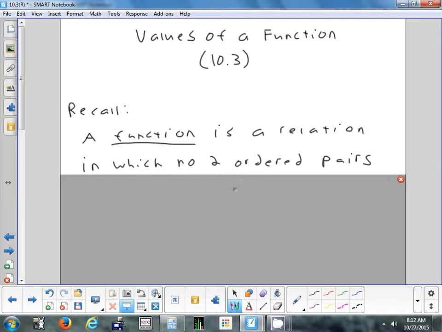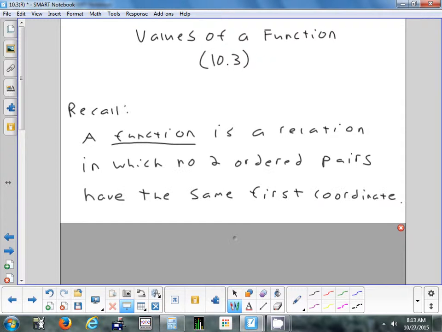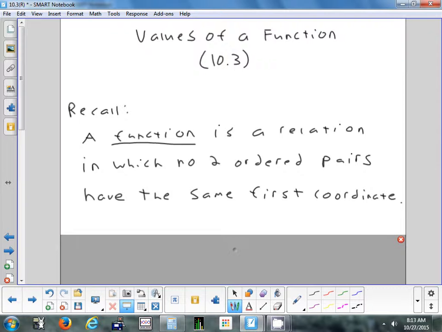Can anybody remind me what is a function again? Mr. Roy just went over that in the homework. What is a function? Yeah? Isn't it when you have coordinates, but then the domains don't repeat? Exactly. You have a coordinate and there's no value that repeats in the domain. Or you can call it the first coordinate. Same thing.